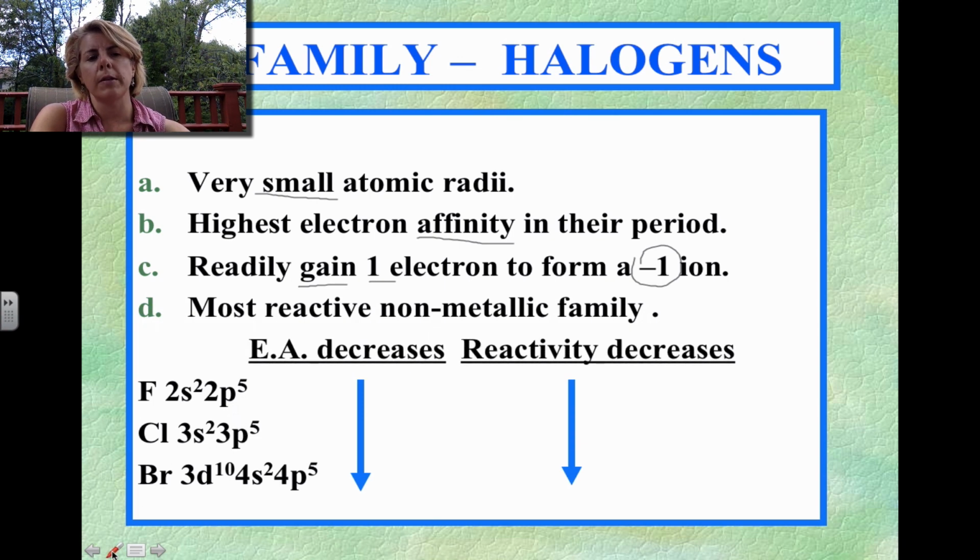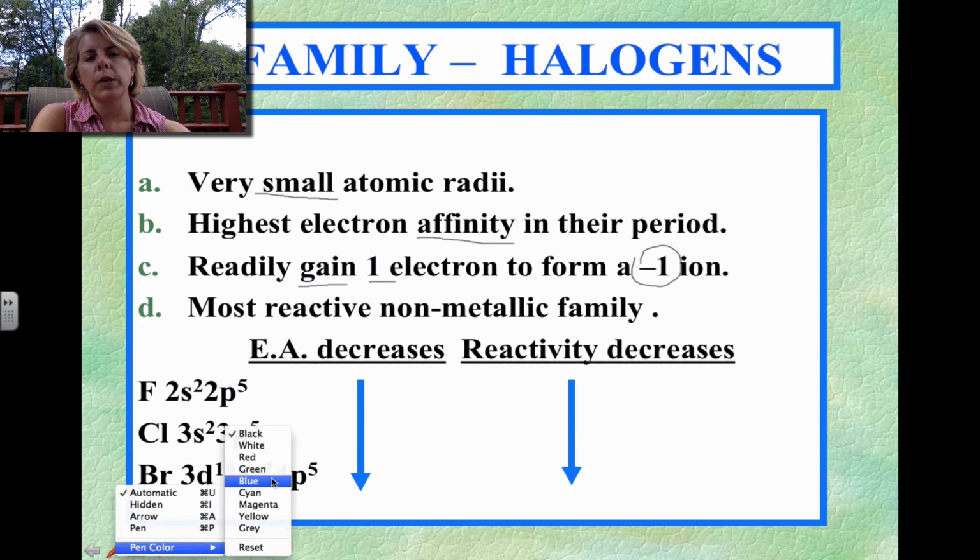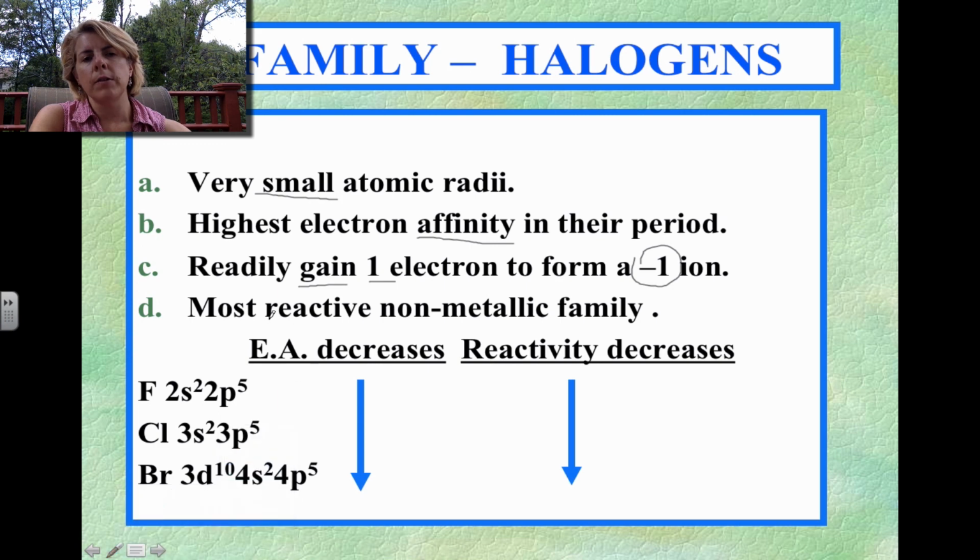I'm sorry, nonmetallic family. So when we're looking at a reactive nonmetallic family, as electron affinity decreases, reactivity decreases. This is a little bit opposite of the alkali metals. Notice if you want to get your hands on some fluorine or some chlorine, you're talking about a more reactive nonmetal.